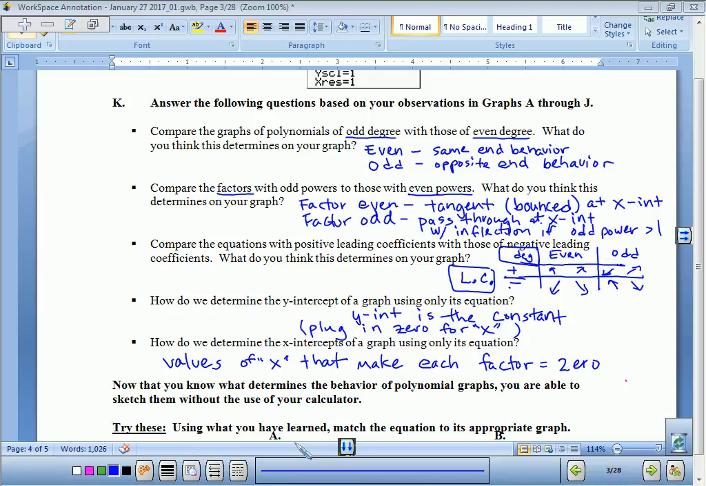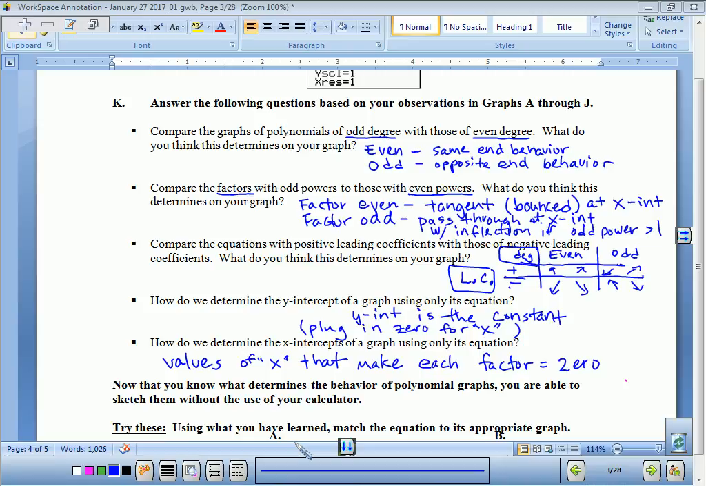The other thing has to do with the factors. The factors give us what the x-intercepts are, and it also tells us what's happening at those roots. Is it passing through? Is it bouncing back? Okay, so if a factor is raised to an even power, then at that root, the graph is tangent. It touches that x-intercept and bounces back.